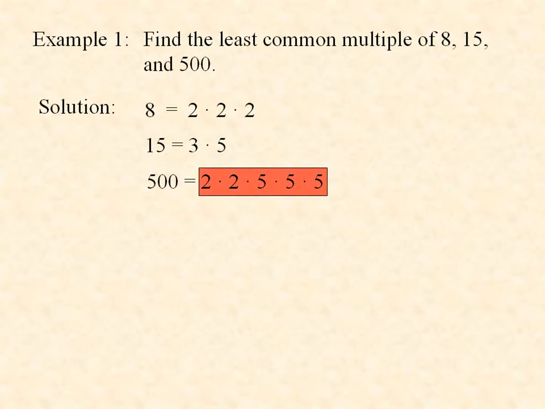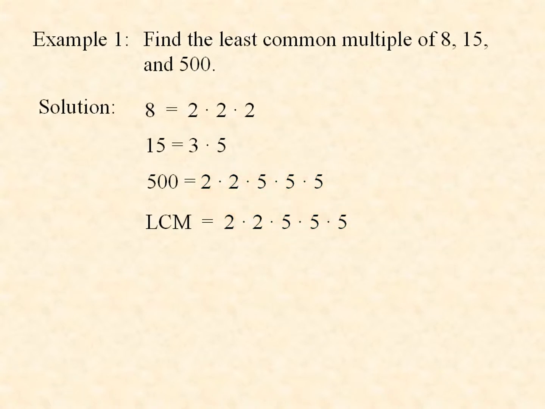Now, the number with the greatest number of factors is the 500. And so we start with those factors as part of our least common multiple. Then we look at the other numbers. 15 happens to have a 3 in it, which we haven't written here. So we must also multiply by 3. And 8 has 3 2's. We only have 2 2's in our least common multiple. So we need another 2.